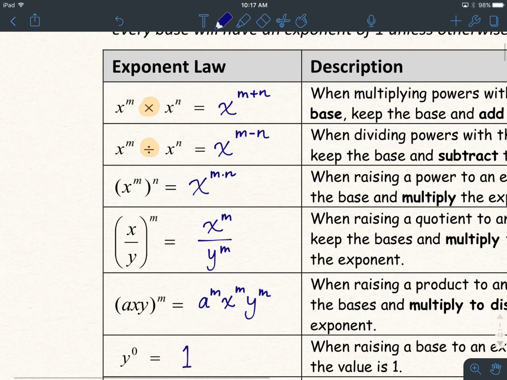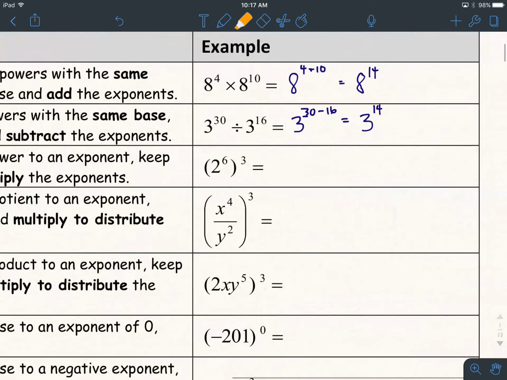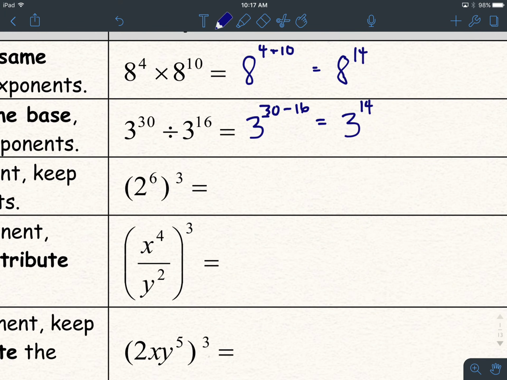A final one that sort of builds on that is if you have a base, x to the exponent m, whole thing raised to another exponent. We call this a power of a power, and we are going to multiply the two exponents. So in the case of an exponent being raised to another exponent, we are going to multiply those exponents. Here we have 2 to the exponent 6, whole thing to the exponent 3, that will be 2 to the exponent 6 times 3, which is 2 to the exponent 18.